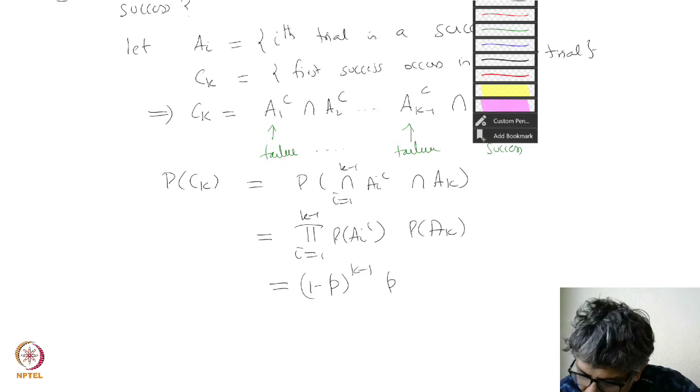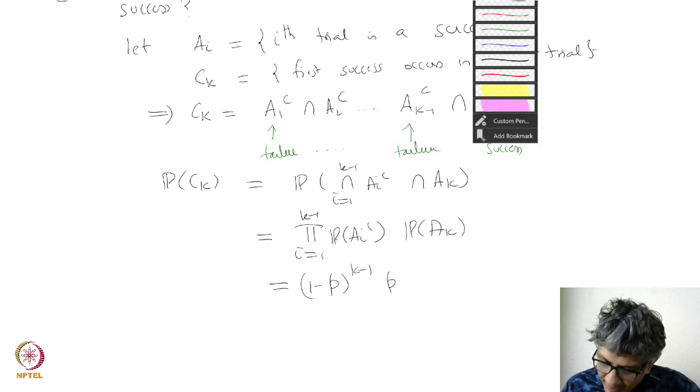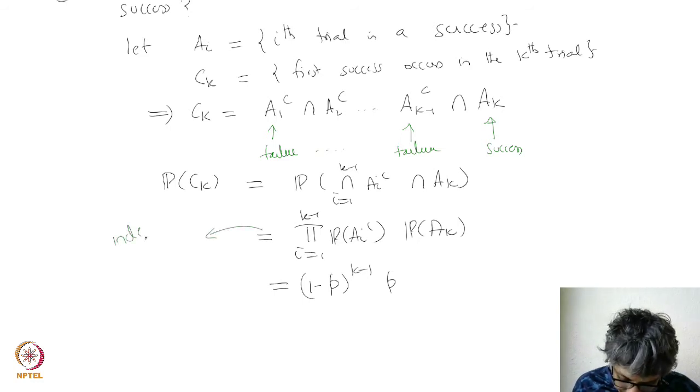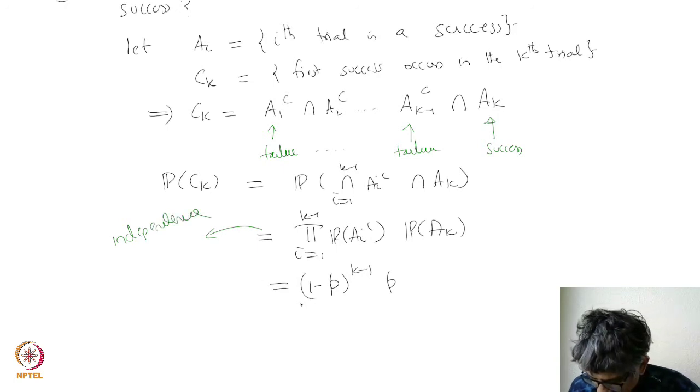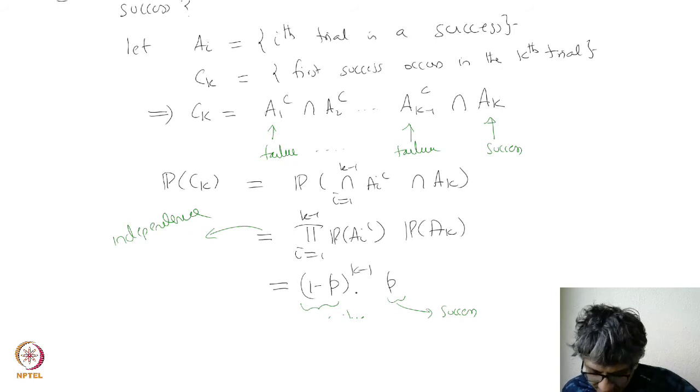So what have I done here? Let me just write it in black, because the probabilities are always like this in script p. What have I used here? Here I've used the description of Ck from above. Here I've used the fact of independence. Here I've used the fact that these come from k minus 1 failures, and this comes from the success. So this 1 minus p is the probability of failure, right?